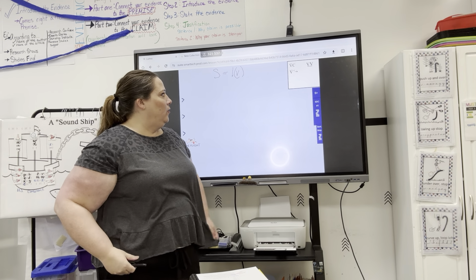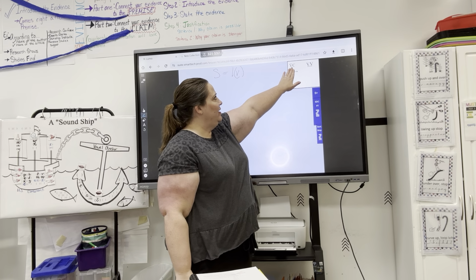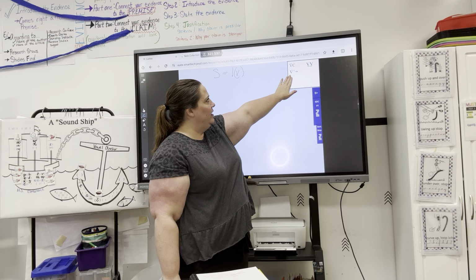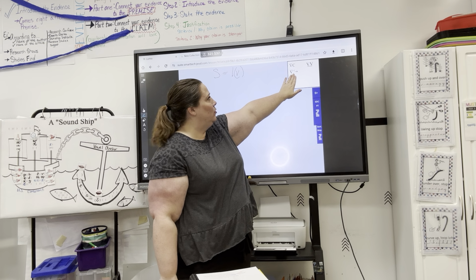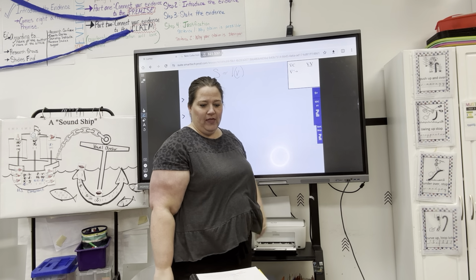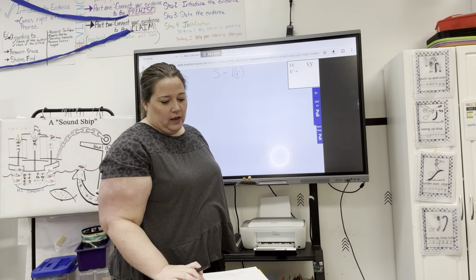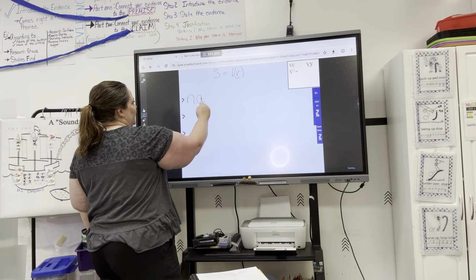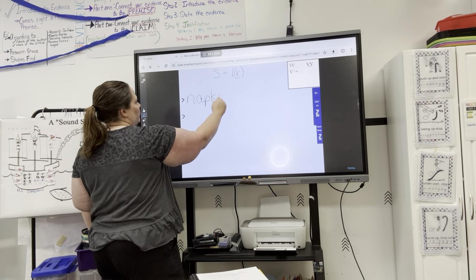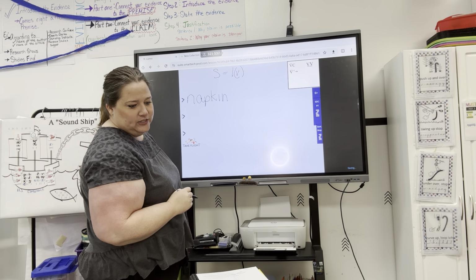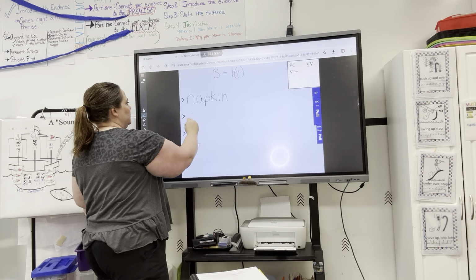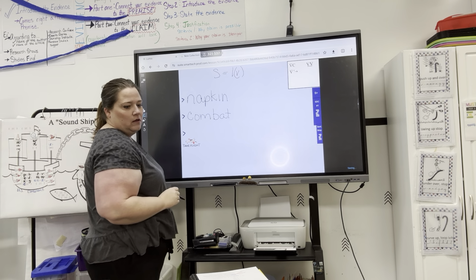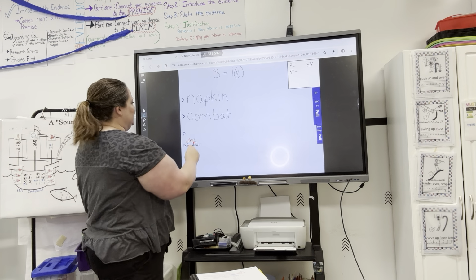Let's review our coding for vowels. When we have a vowel in a closed syllable, it is short, code it with a breve. A vowel in an open accented syllable is long, code it with a macron. I'm going to write some words on the board for us. We have napkin, and we have combat, and we have bandit.